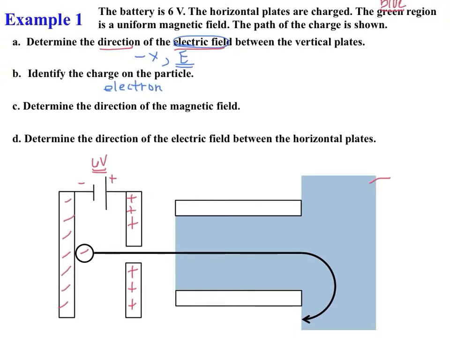Now we're asked to determine the direction of the magnetic field. Again, this blue shaded area is my magnetic field everywhere. Now we can't really tell what our magnetic field is here in the center of these two plates. We can't really tell at this point, but what we can tell is over here. And this magnetic field is the same as this magnetic field.